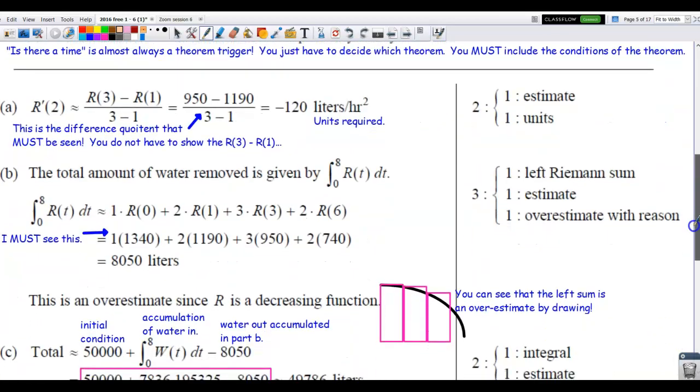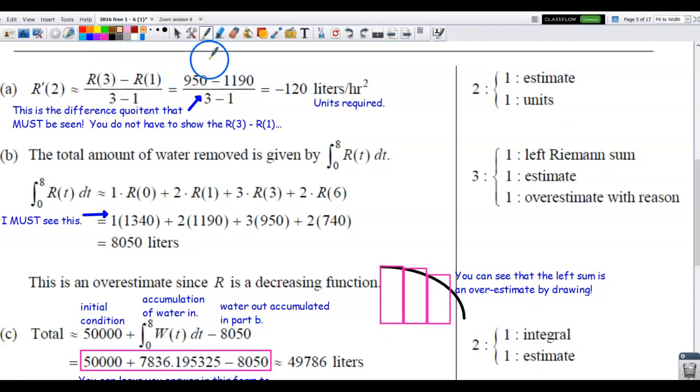So what we're looking for in letter A, as you can see, is that difference quotient. You do not have to have R of 3 minus R of 1, and you do not necessarily have to get to a number of negative 120. However, in this problem, units are required, so since R was measured in liters per hour, the derivative of R would be measured in liters per hour squared.